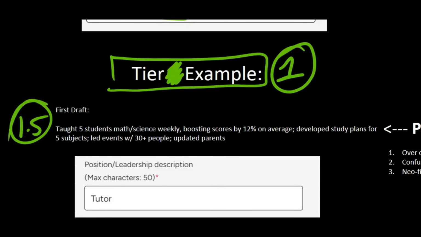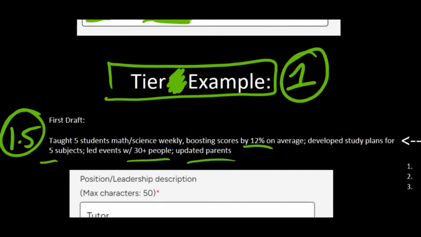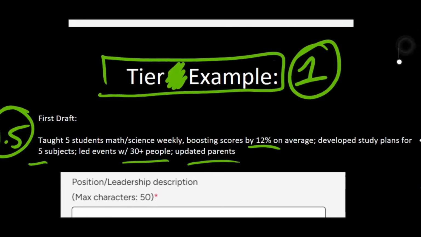So for our tier 1.5 example, we have: taught 5 students math/science weekly, boosting scores by 12% on average, developed study plans for 5 subjects, led events with 30 plus people, updated parents. There are a couple of problems here, but it does do a couple of things better.